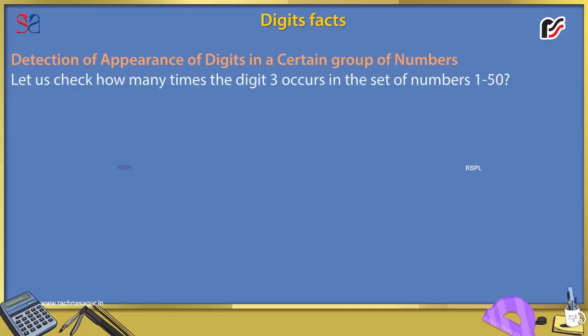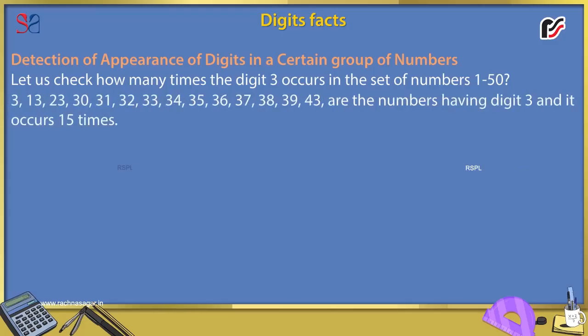Let us check how many times the digit 3 occurs in the set of numbers 1 to 50. 3, 13, 23, 30, 31, 32, 33, 34, 35, 36, 37, 38, 39, 43 are the numbers having digit 3, and it occurs 15 times.